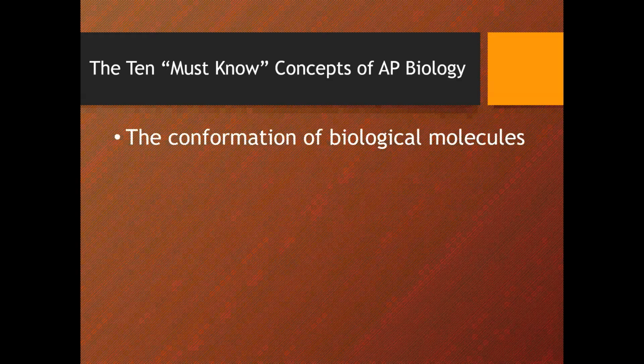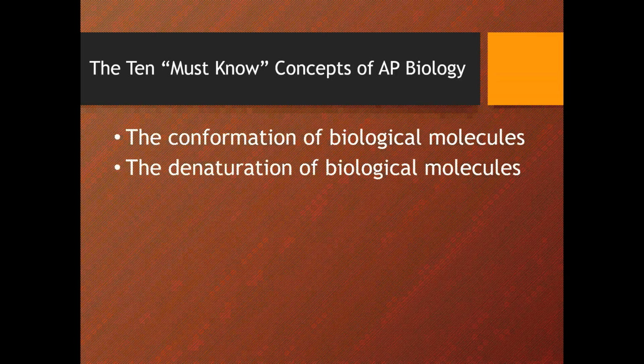The first thing that students need to know about is the conformation of biological molecules. Conformation means their shape. And every biological molecule has a shape it works best at when conditions are good for the organism. And we have to talk about what happens when conformations change in biological molecules. So that is the first must know.